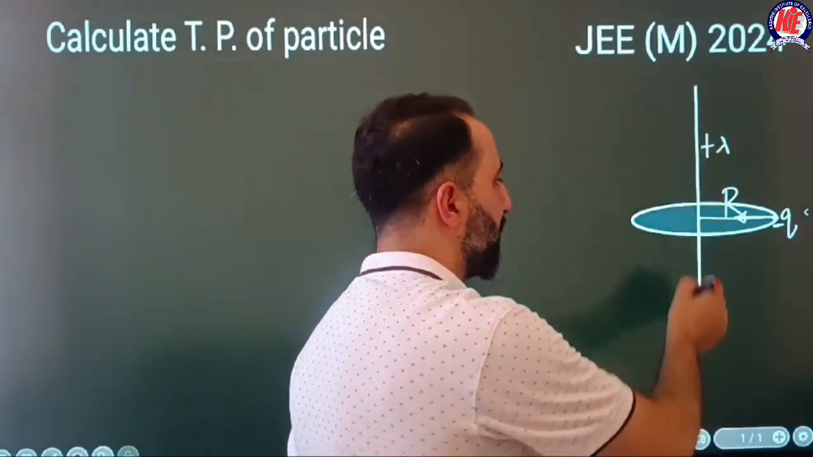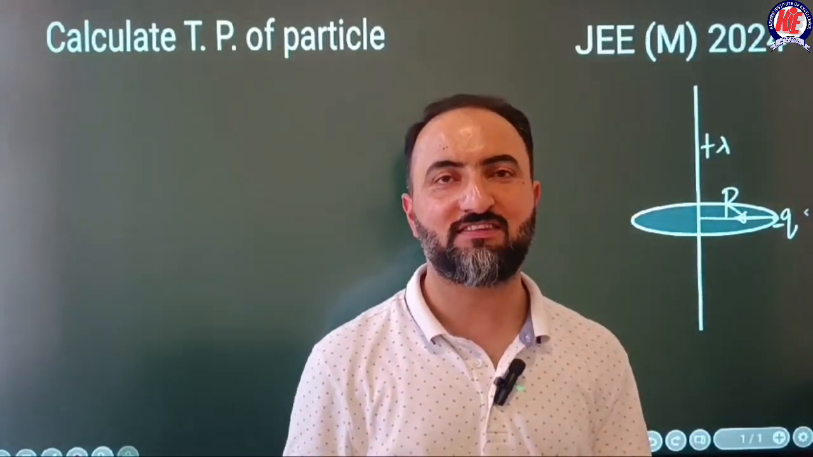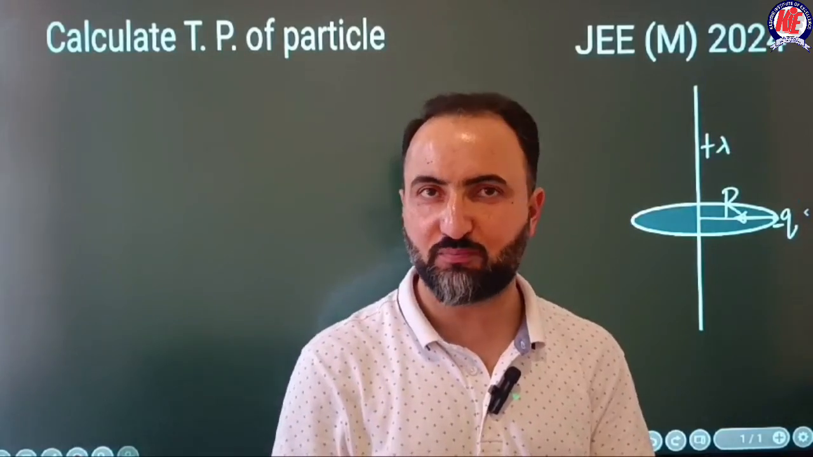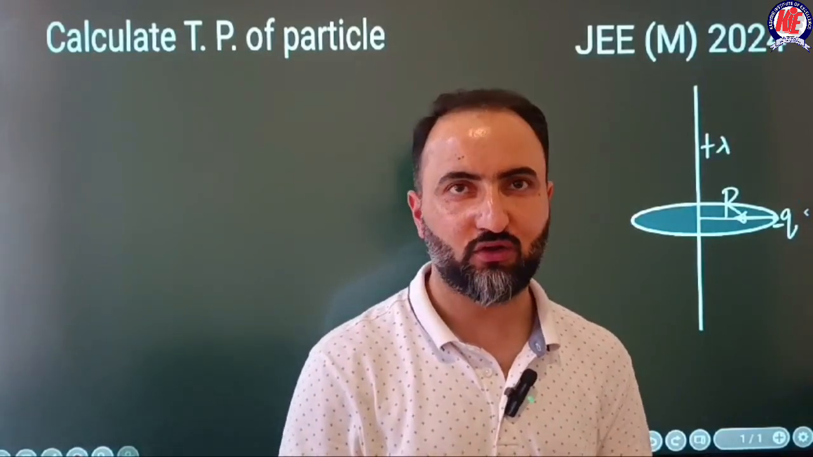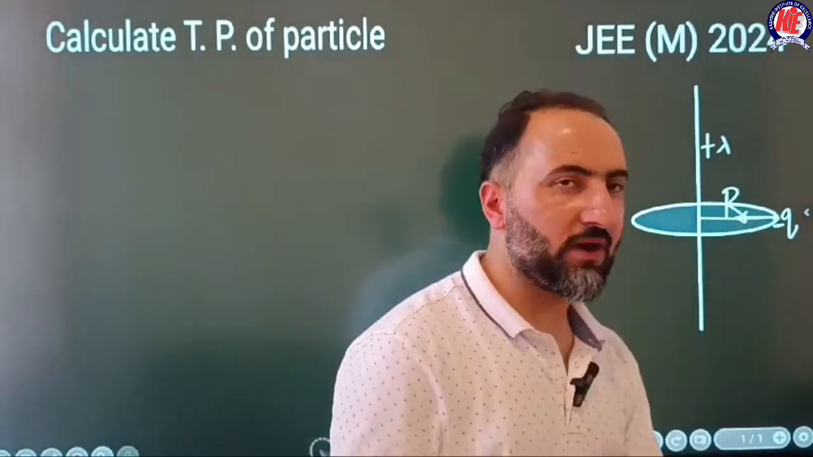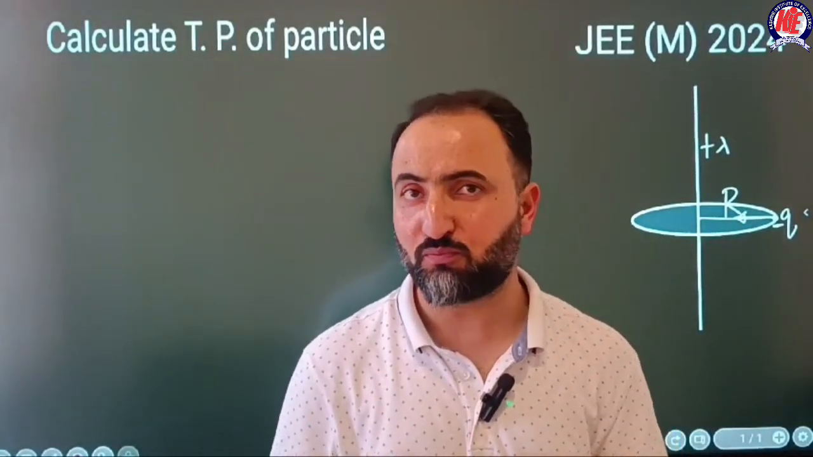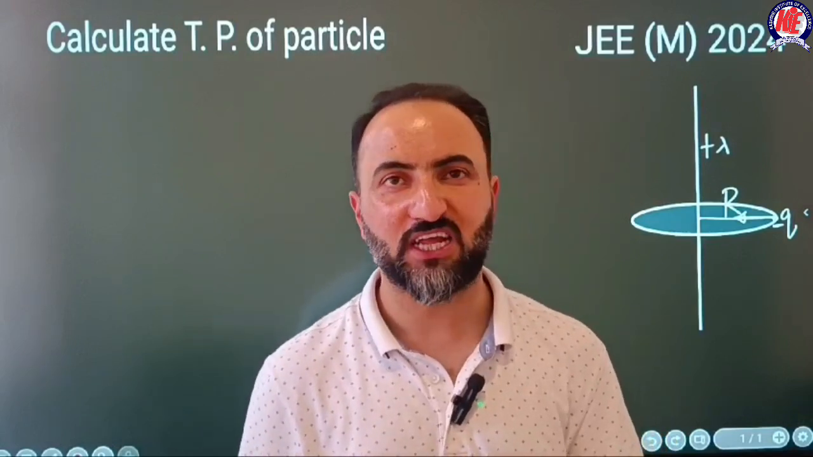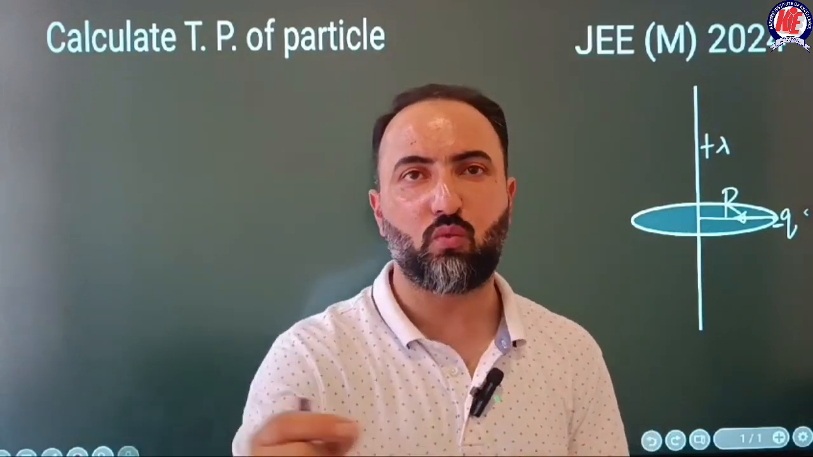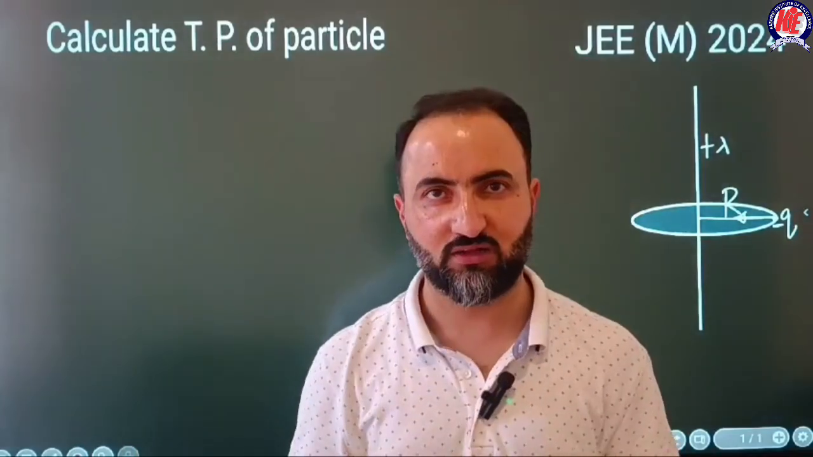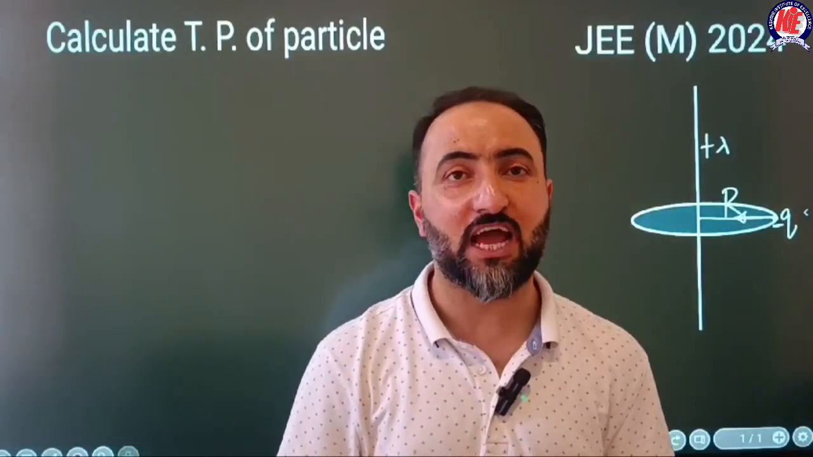Here is a line charge whose charge density is given as plus lambda. It's a positively charged wire. Then a negatively charged particle, minus q, is there. Obviously they will attract each other. Because of the force of attraction, this negatively charged particle is going to revolve around this wire in a circular path. What we have to calculate is the time period.